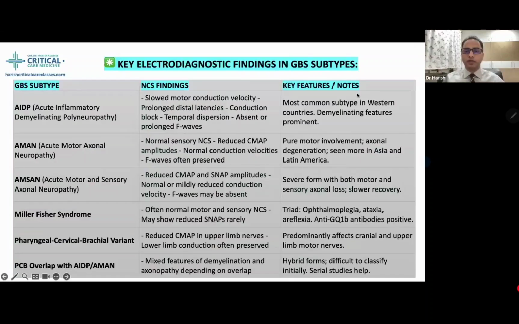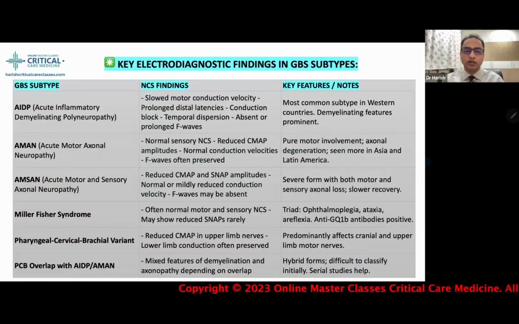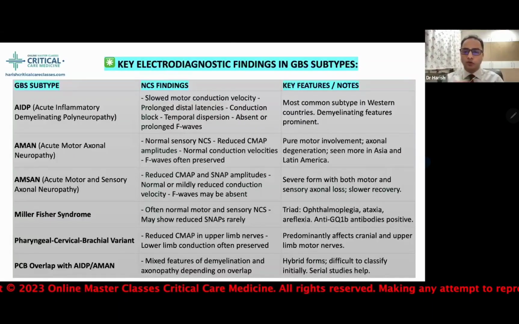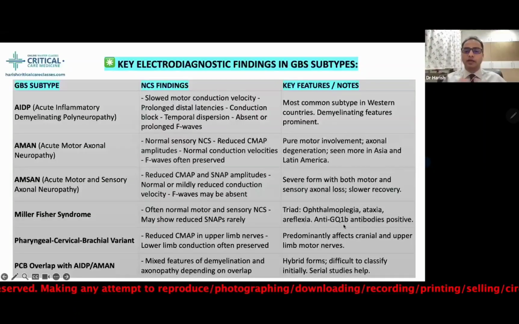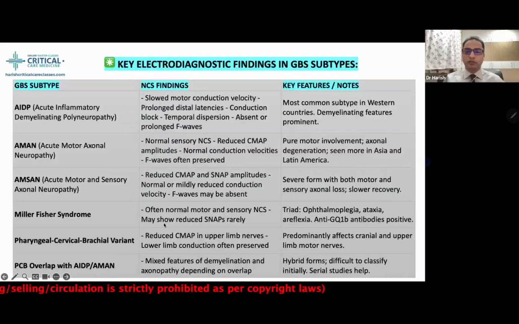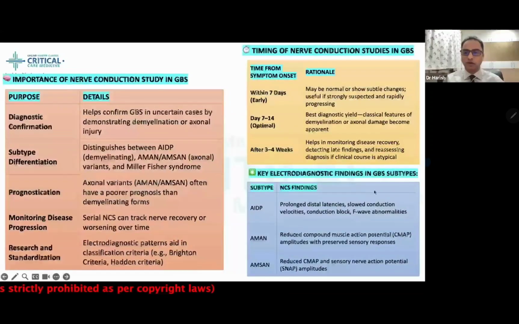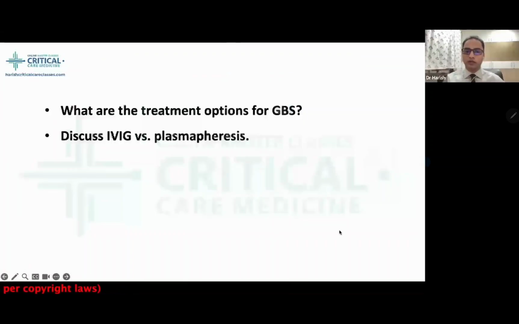This is the in-depth table. In different variants including Miller Fisher, you often see normal motor and sensory nerve conduction study, but sometimes it may show reduced sensory action potential also. Basically it has a triad of ophthalmoplegia, ataxia, areflexia, with anti-GQ1b antibody positive. You can go through this table on electrodiagnostic findings in different subtypes of GB syndrome, but at least the previous table you should remember for differentiating the subtype.